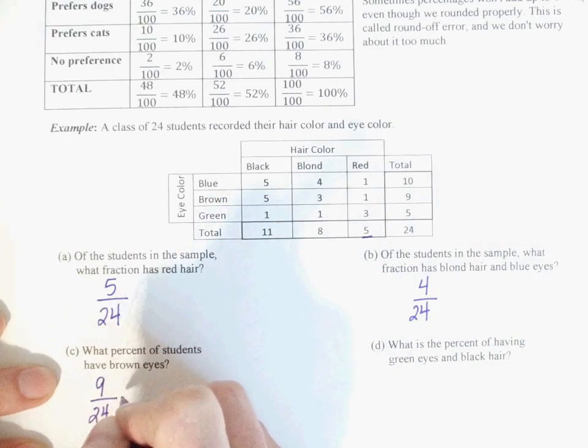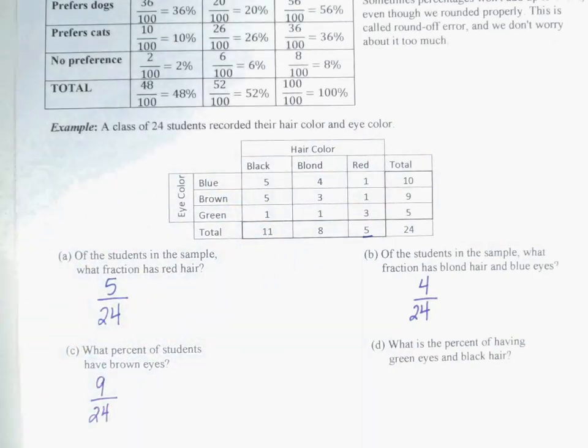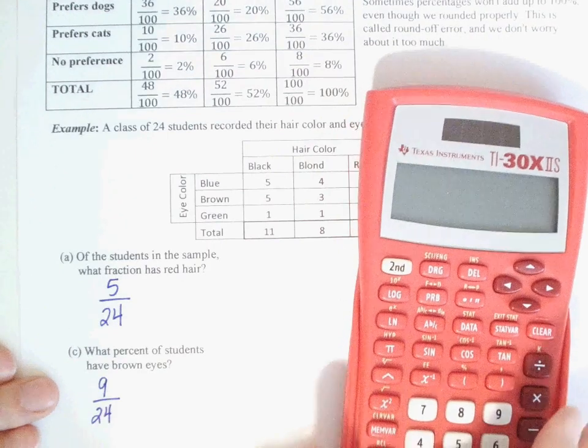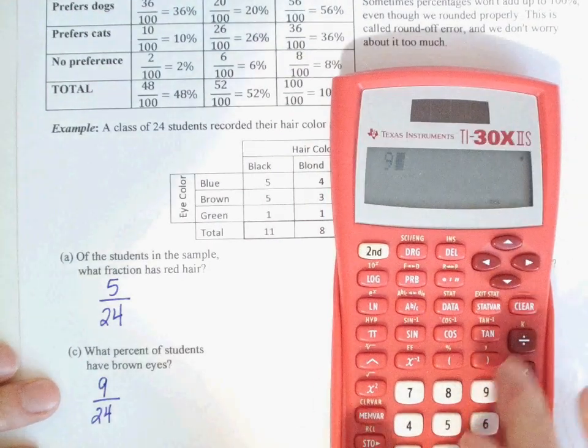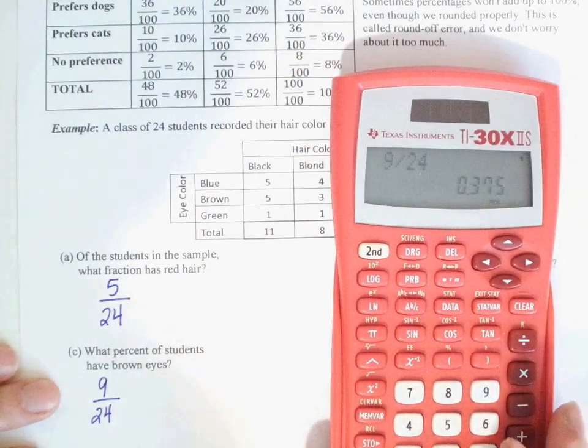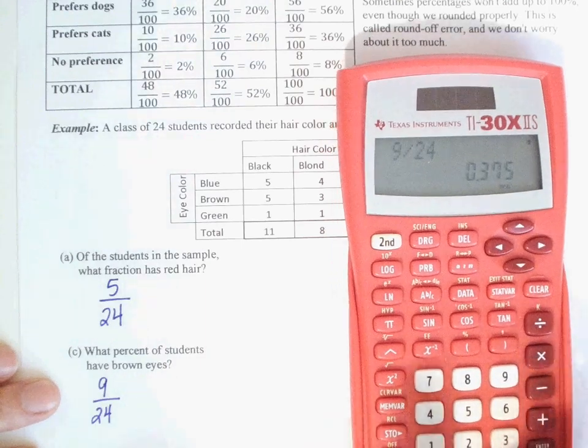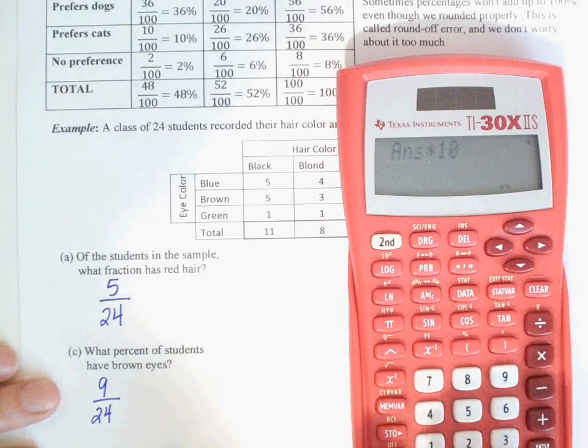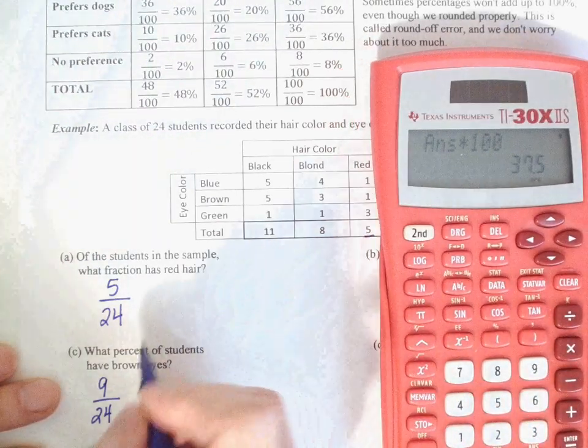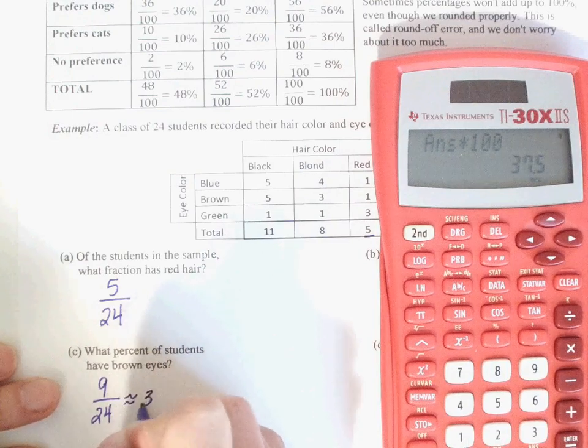To find the percent, let me grab my calculator here real quick. What we're going to do is 9 divided by 24. We get a value, and we can either move the decimal point 2 places to the right and round, or we can take this and multiply by 100. And so we'll always round here. So we'll round to 38%.